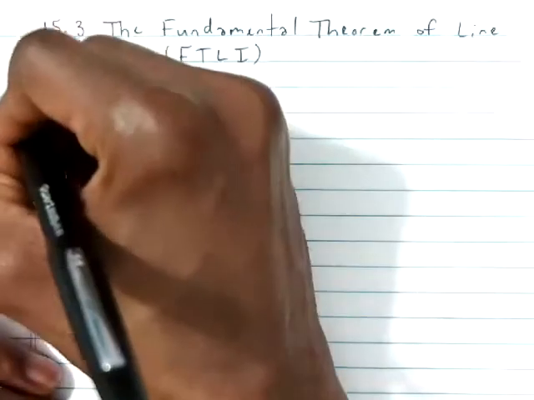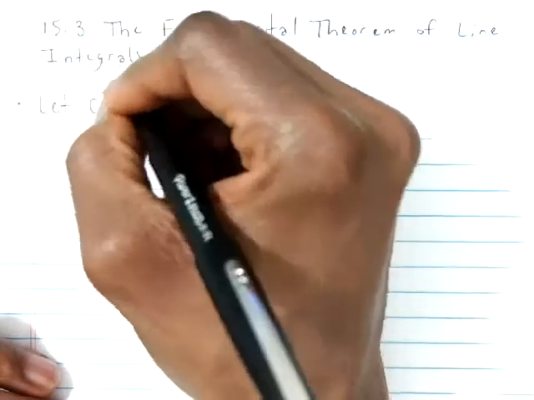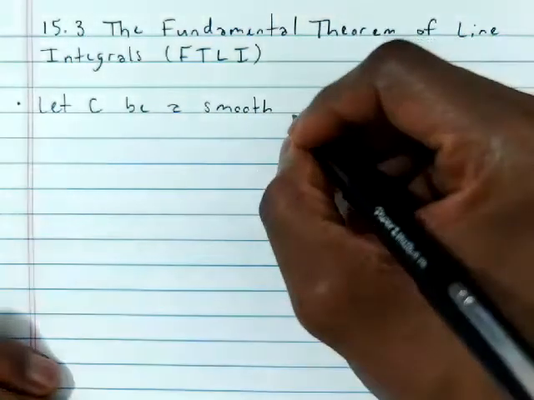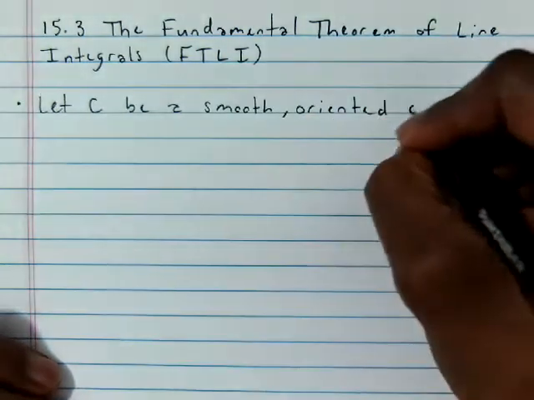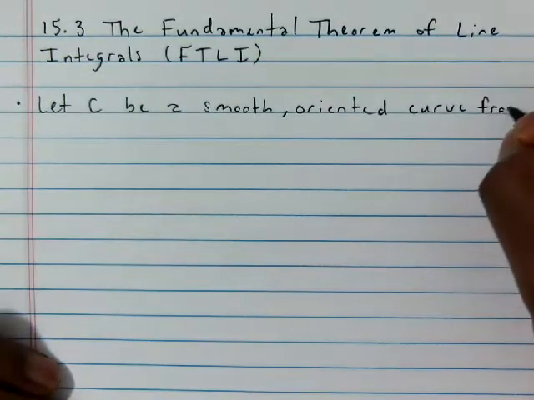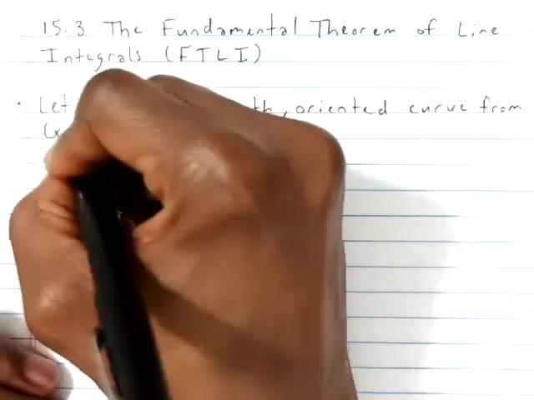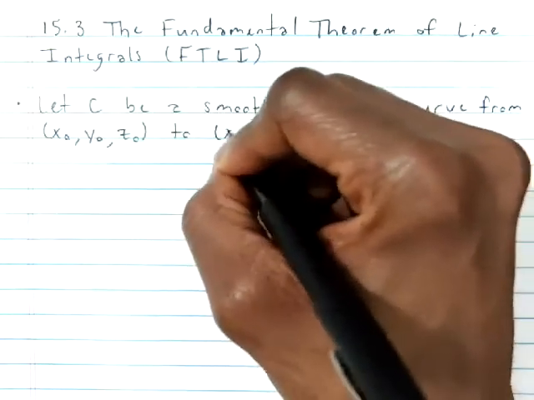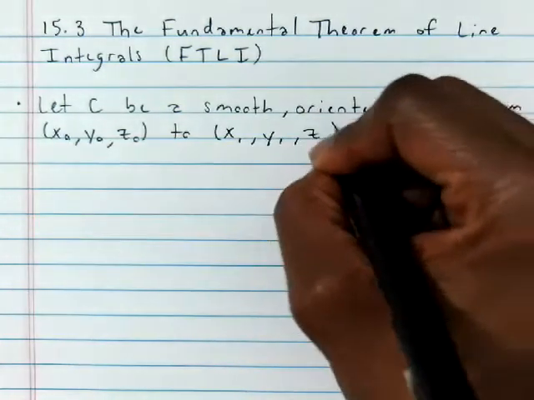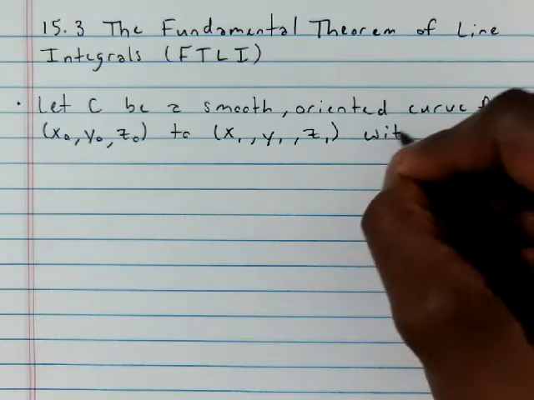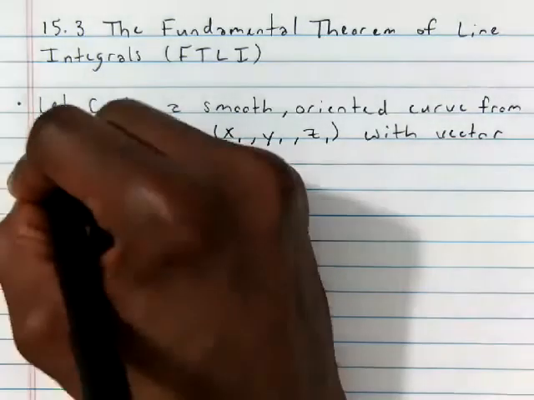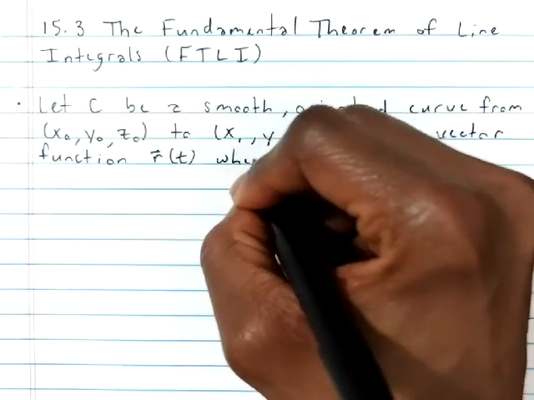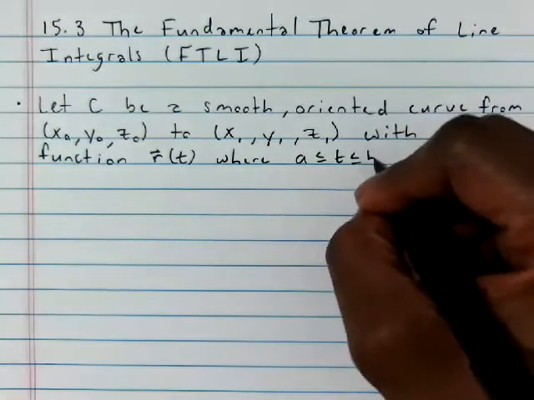Alright, so let C be a smooth oriented curve from x naught, y naught, z naught to x1, y1, z1 with vector function r of t, where t is between a and b.